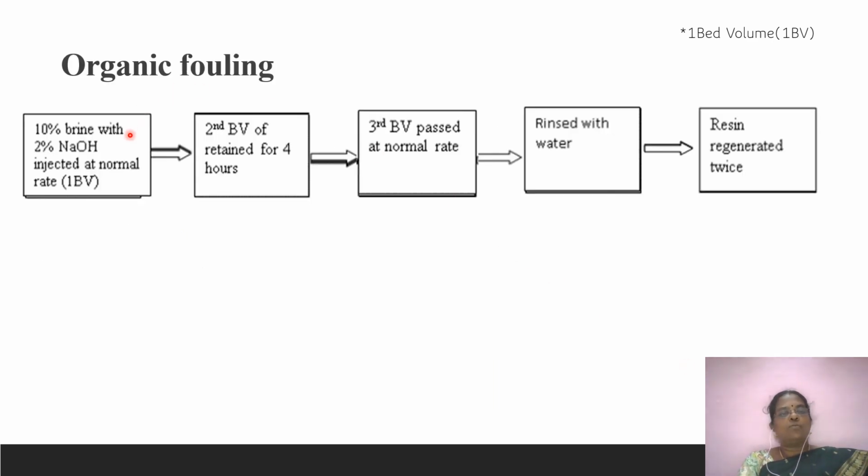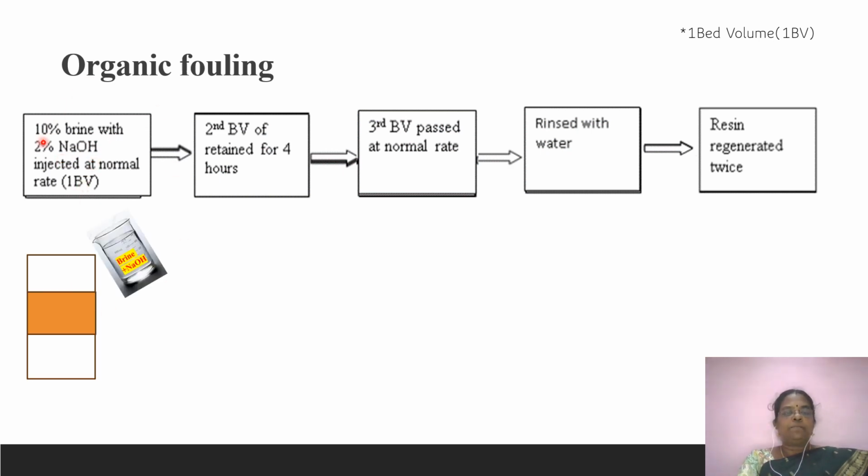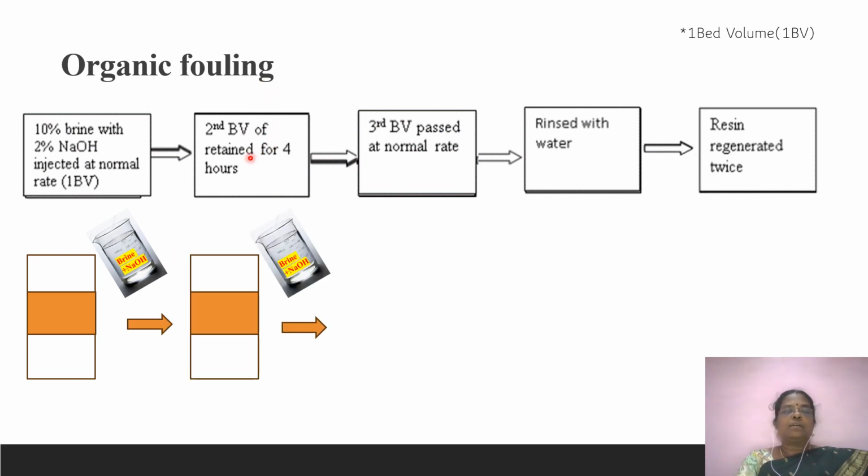Then we have organic fouling. For the process for organic fouling, 10% brine with 2% NaOH is injected into the bed. Now it is removed at normal rate, filtered at normal rate, I can say. So now what we do here, we take a second bed volume, which is retained for 4 hours. The same brine and NaOH solution is kept for 4 hours so that all the organic substance gets dissolved.